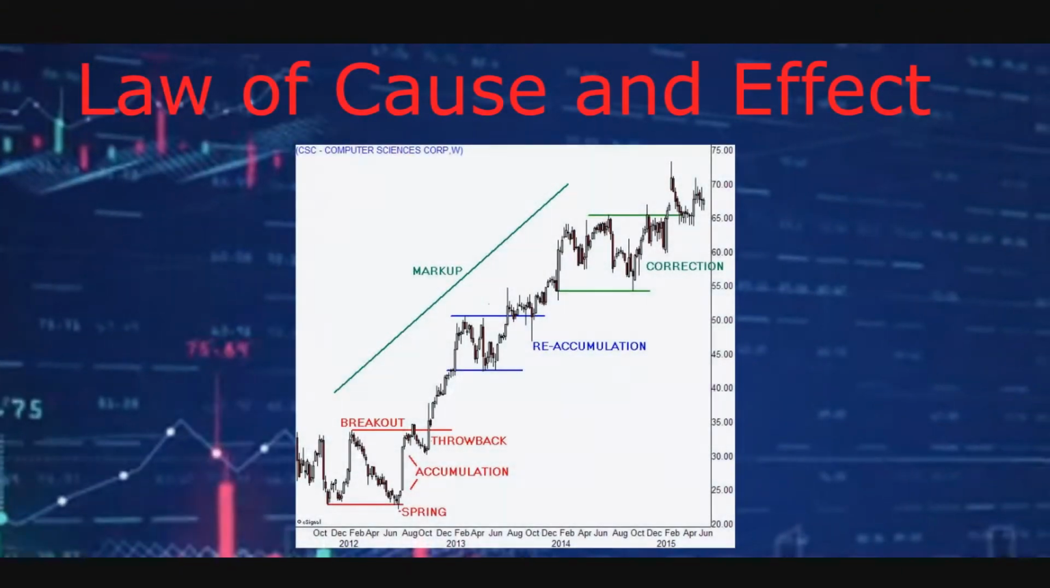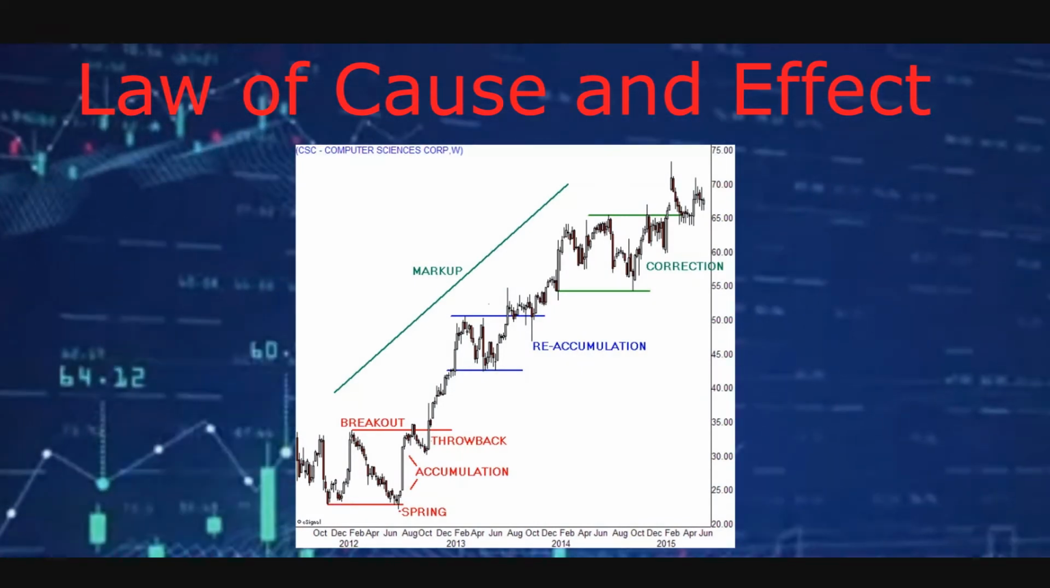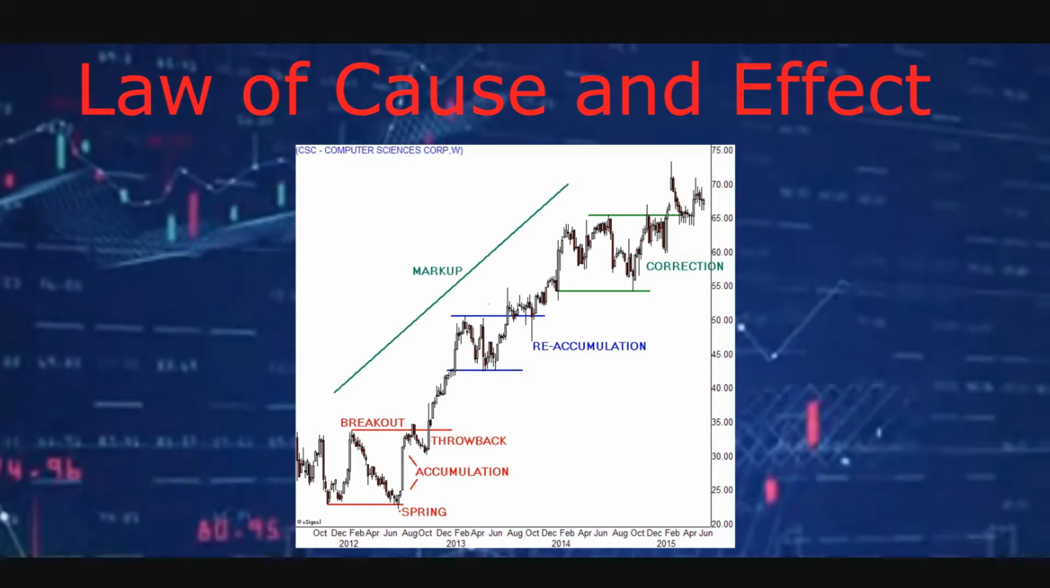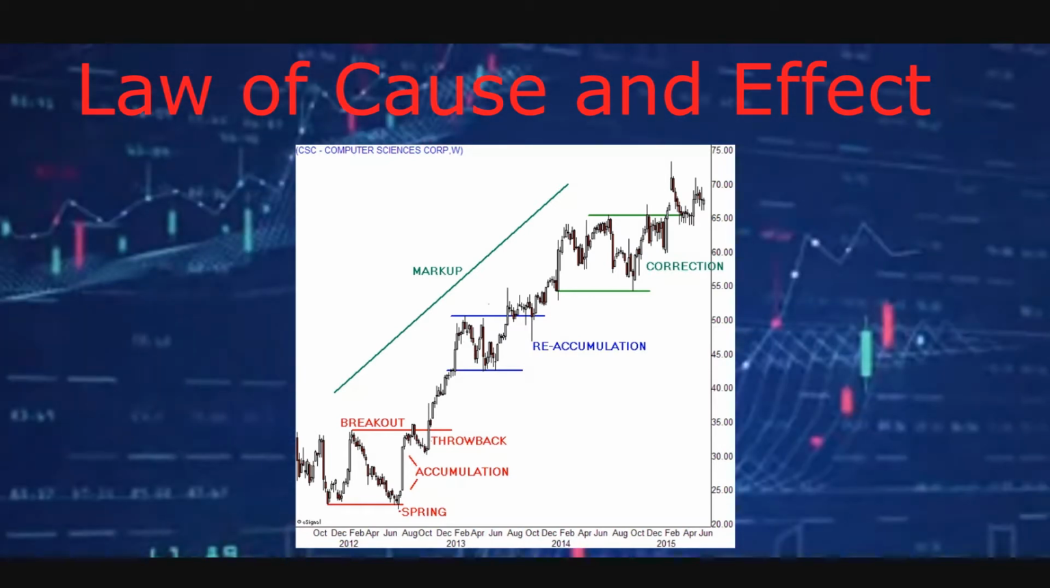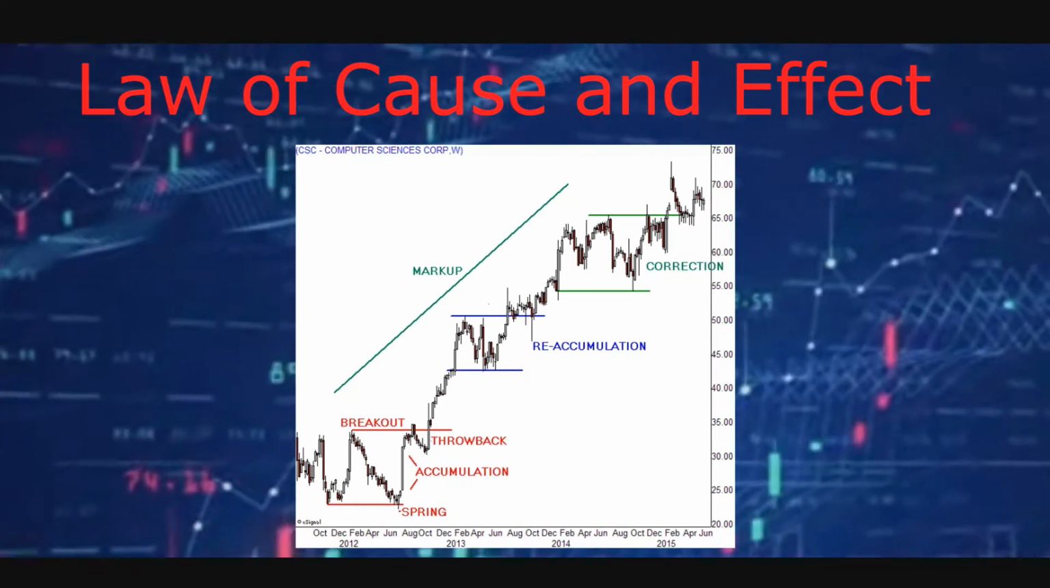Wyckoff's second law, the law of cause and effect, states that the differences between supply and demand are not random. Rather, they're an intentional effort of the composite man to manipulate the price either through accumulating assets or distributing assets.